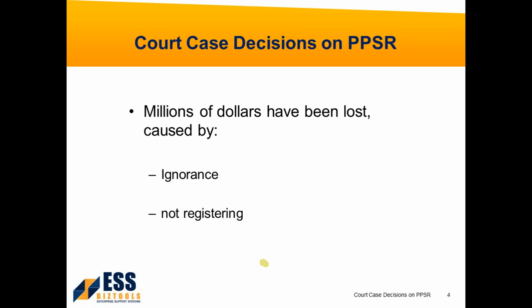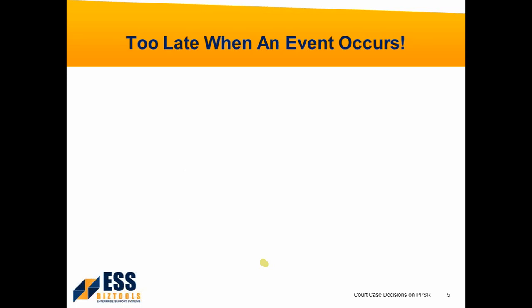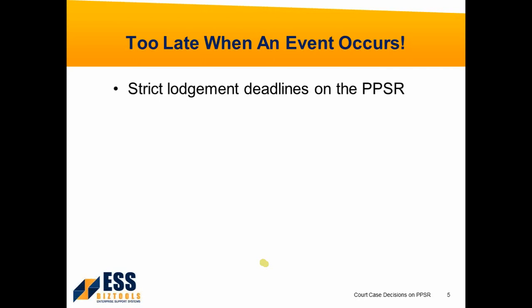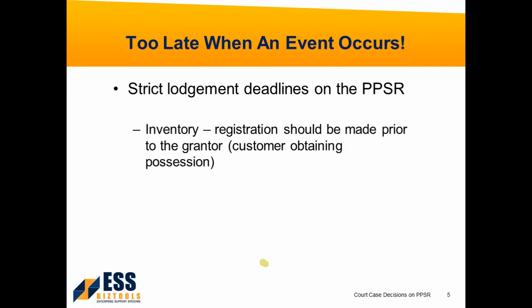But how would you feel if one of your clients was caught in that situation of losing an asset? And it's no use saying we're going to look at it in 3 or 4 months' time and try to fix up an issue if it becomes obvious then. There are very strict deadlines on registrations on the PPSR. For inventory, registration needs to be made prior to the grantor, the customer, obtaining possession. So you obviously can't go back 3 or 4 months ago in 3 or 4 months' time to fix up something that might be occurring now.